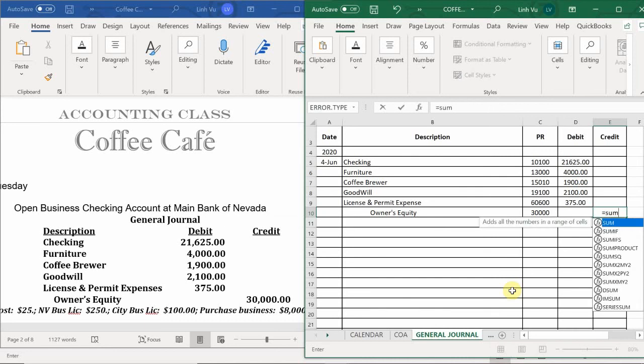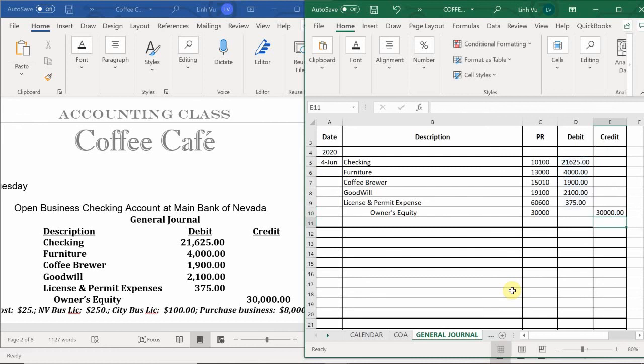Of $30,000. Okay, so in this case, because I'm using Excel, I can do a formula to ensure that I didn't make any typos. My total amount of equity should be $30,000, which is correct. That's my original investment into the company. My company right now is valued at $30,000, and this is what it consists of. It comes with $21,625 worth of cash, $4,000 worth of furniture, and $1,900 worth of coffee brewers.